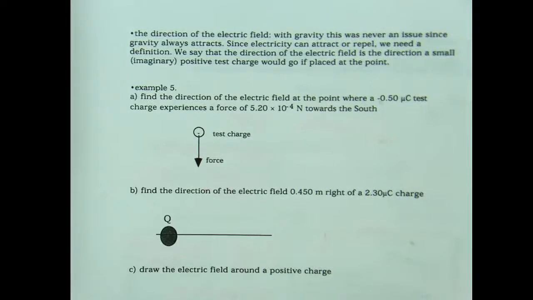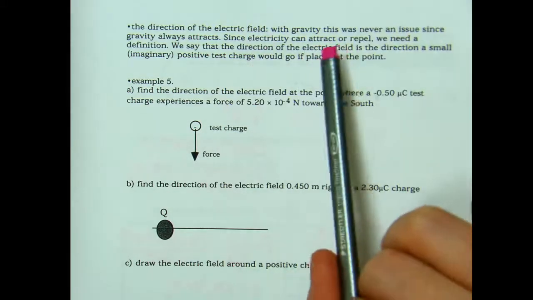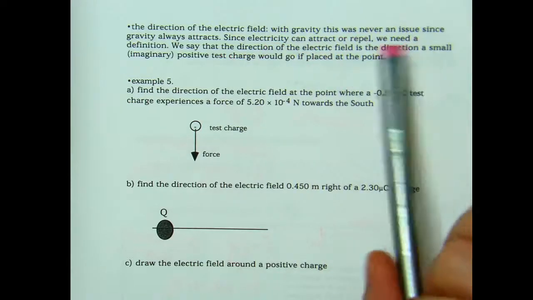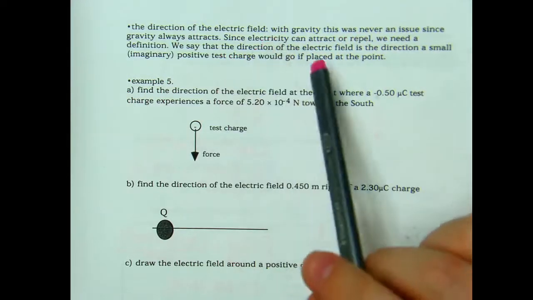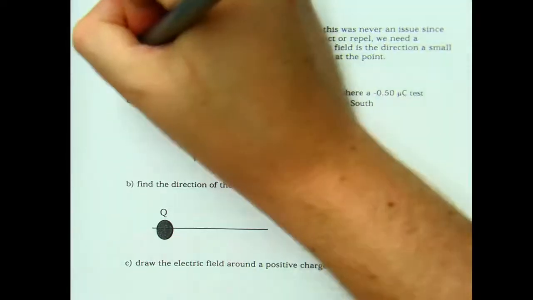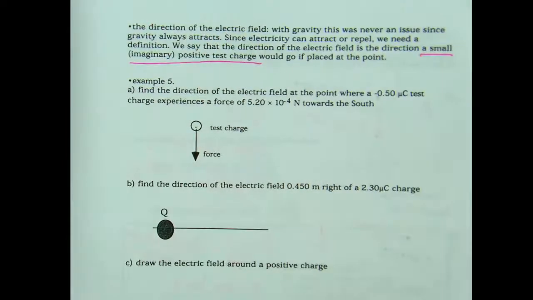To give direction for an electric field, we use test charges to see what would happen. So the direction of the gravitational or the electric field: with gravity, this was never an issue since gravity always attracts. Since electricity can attract or repel, we need a definition. We say that the direction of an electric field is the direction a small imaginary positive test charge would go if placed at that point.